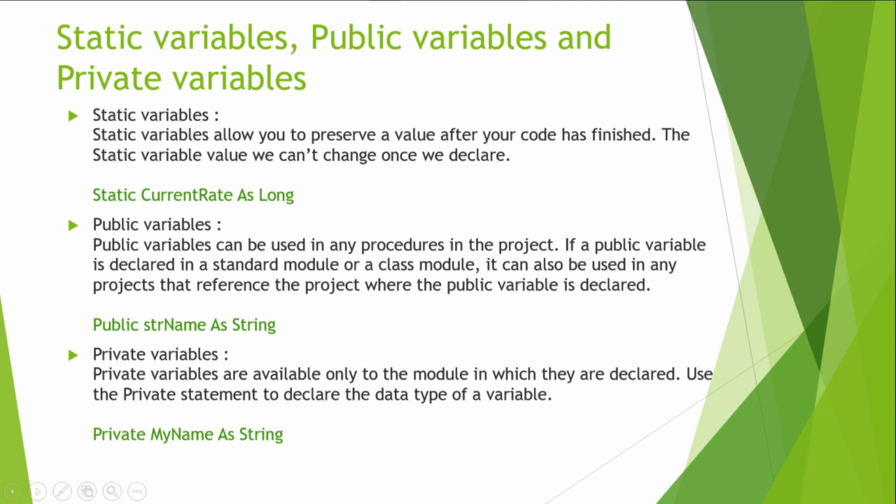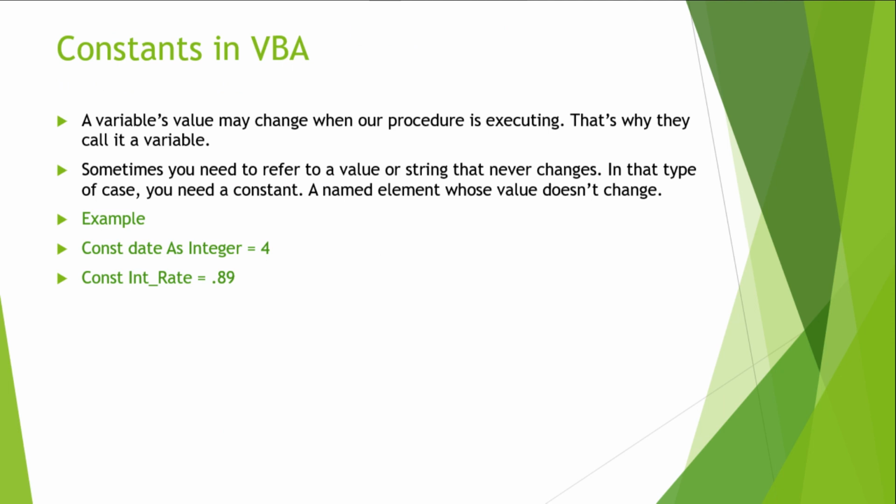Public variables can be used in any procedures in the project. If a public variable is declared in a standard module or a class module, it can also be used in any projects that reference the project where the public variable is declared. Public strName As String. Private variables are available only to the module in which they are declared. Use the Private statement to declare the data type of a variable. Private myName As String.